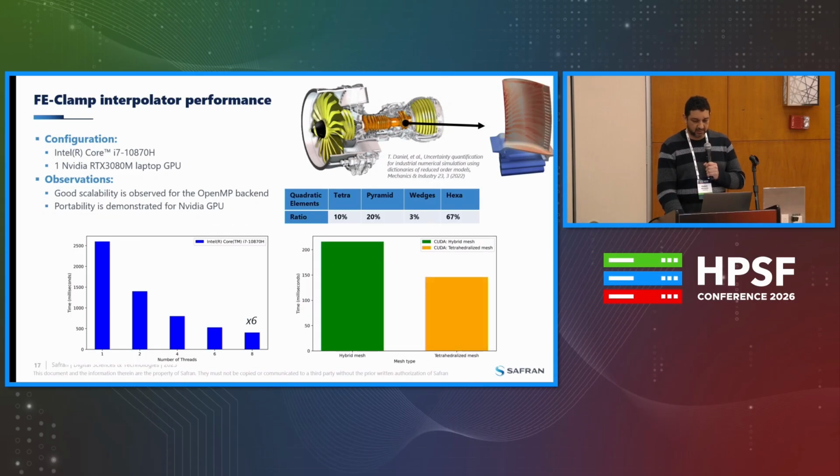And to check the effect of the branching here, I compared the results in green on a hybrid mesh and also with a full tetrahedralized mesh. And we saw that we didn't lose that much, so we are very happy.